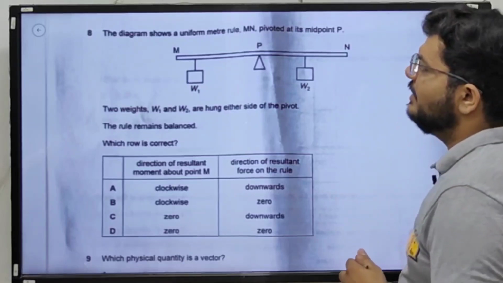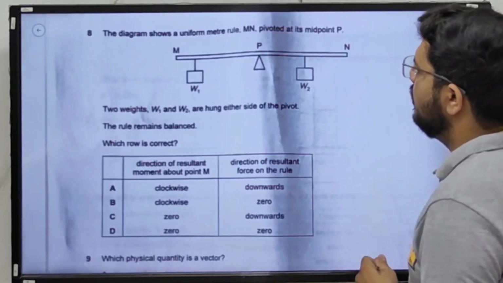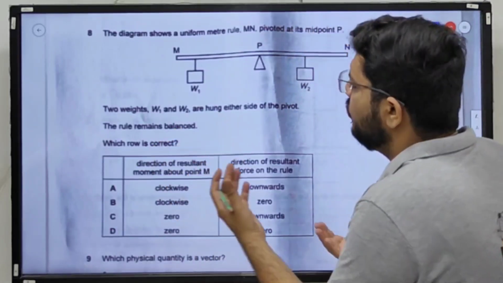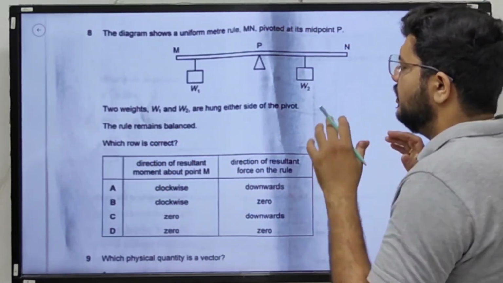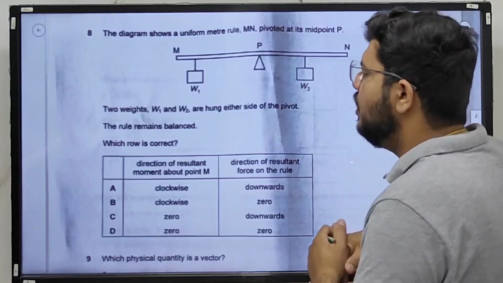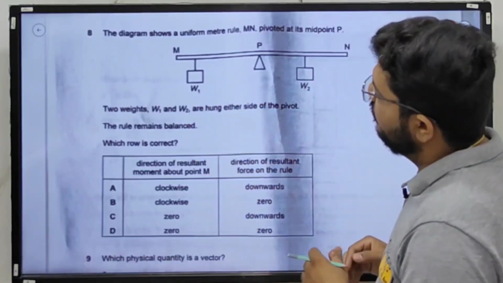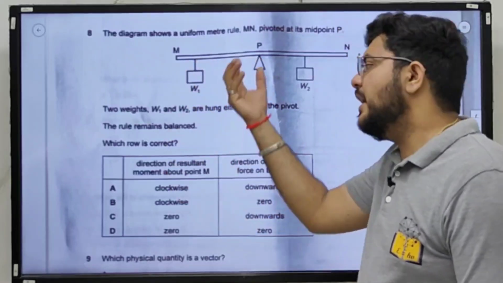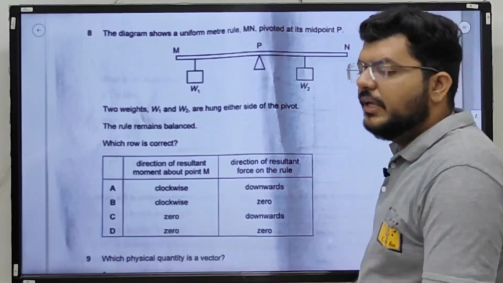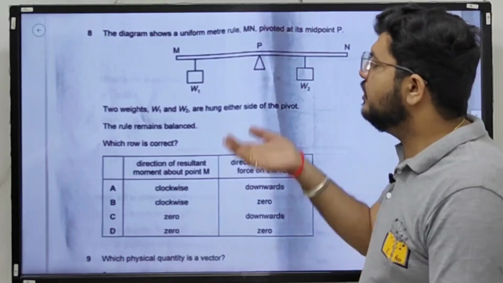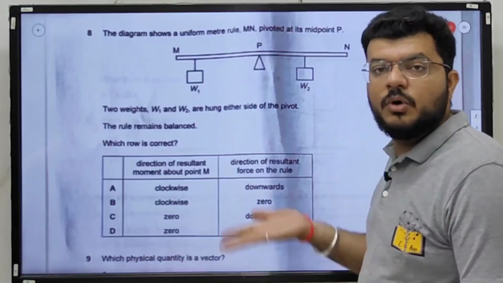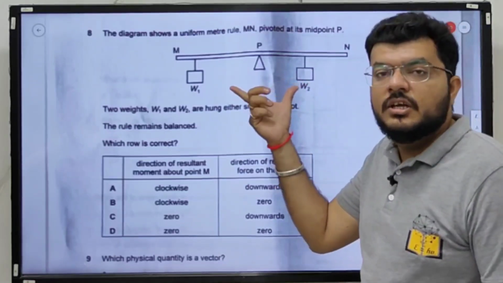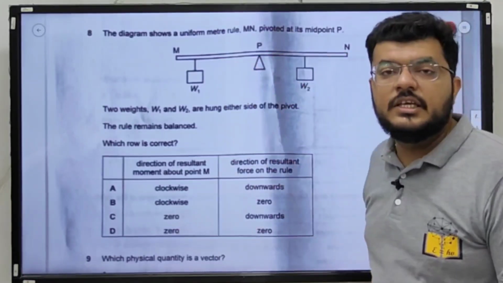Question 8. The diagram shows a uniform meter rule MN pivoted at its midpoint P. Two weights W1 and W2 are hung on either side of the pivot. The rule remains balanced. Which row is correct? If it remains balanced, then the clockwise moment and anti-clockwise moment are equal and therefore net moment is 0. If it's not going down or going up, the net force is also 0. In other words, this particular rule is in equilibrium.